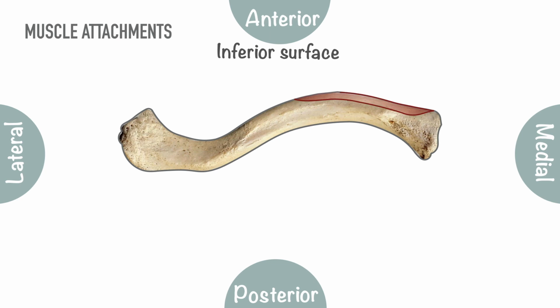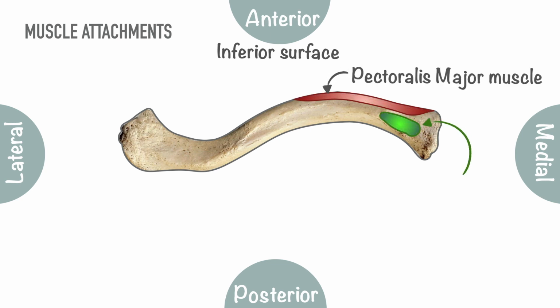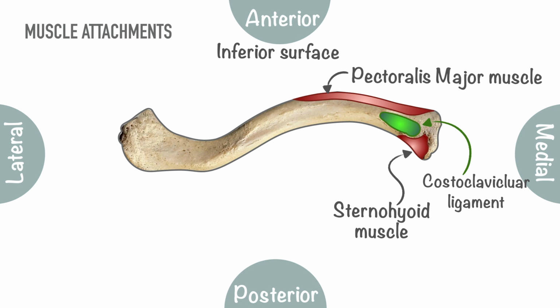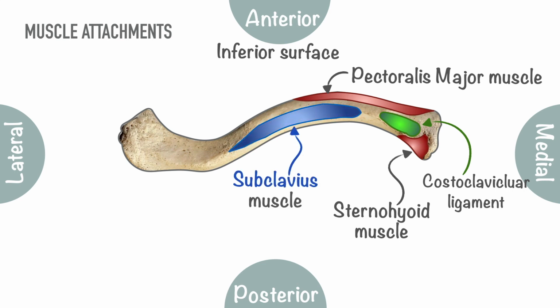If you look at the inferior surface, the costoclavicular ligament is attached to an oval impression at the medial end of the inferior surface. The posterior surface of the medial one-third gives origin to the sternohyoid muscle near its medial end. Subclavius muscle is inserted into the subclavian groove on this surface.